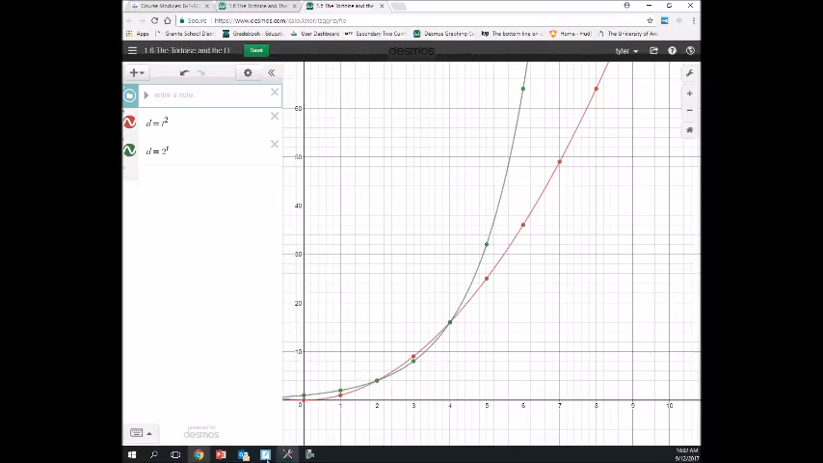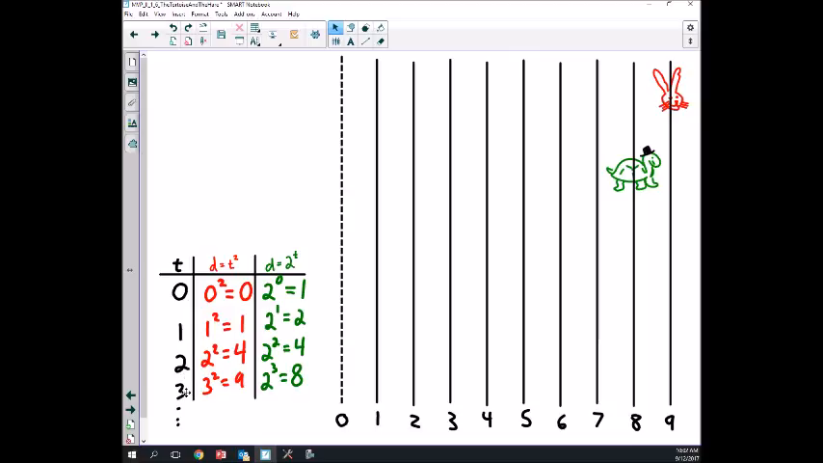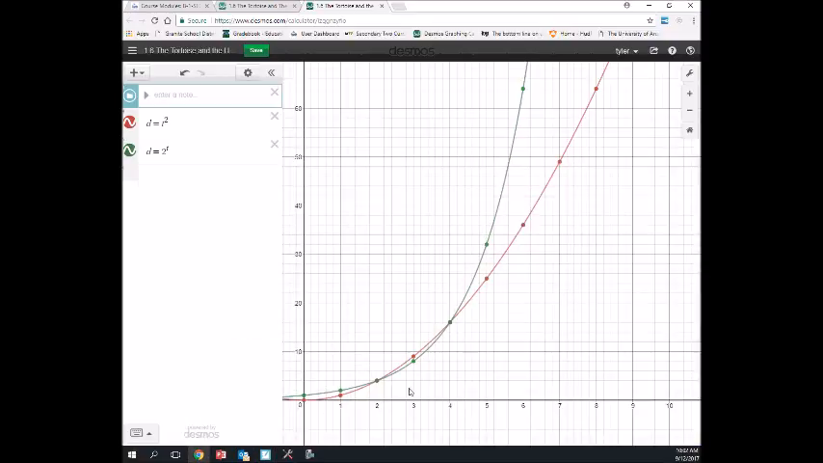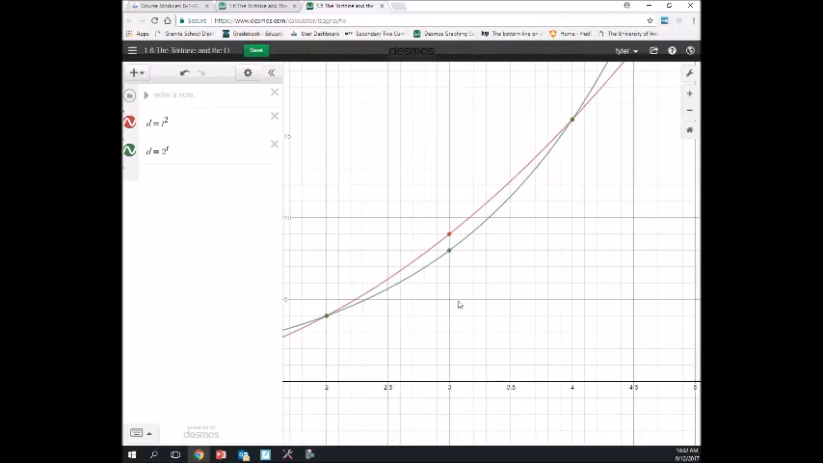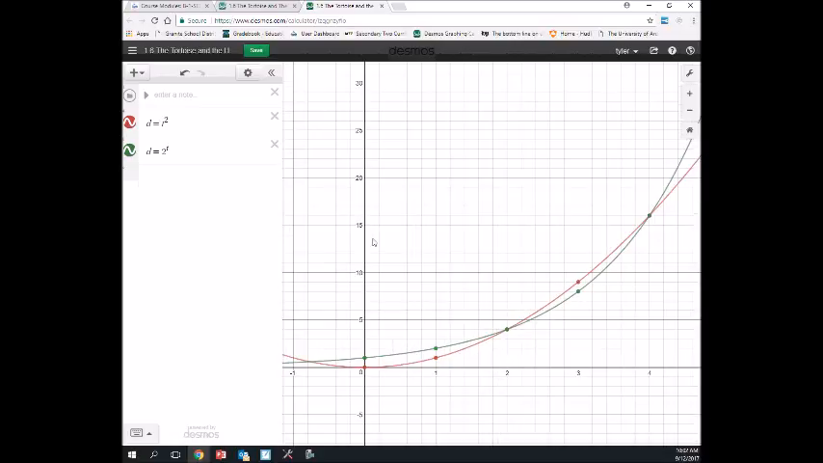So for example, we ended the table saying that after 3 seconds, the hare had gone 9 meters and the tortoise had gone 8. And you can see that on this chart after 3 seconds, the tortoise has gone 8 and the hare has gone 9 meters. That's what these points mean. So distance is being measured on the y-axis, or we should call it the d-axis, the vertical axis. The horizontal axis is measuring our time.